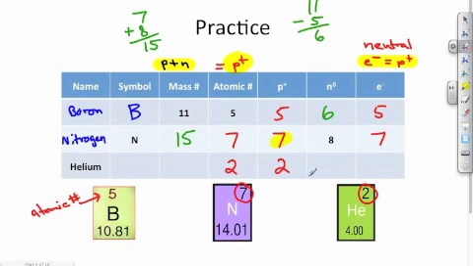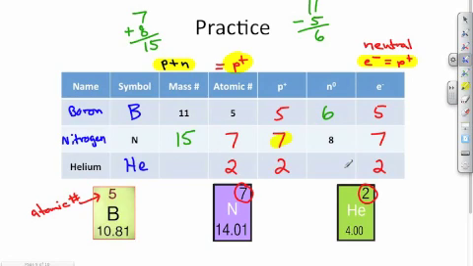I also can assume that this is a neutral atom of helium. So if it's neutral, that means that for every proton that I have, I have that many electrons. So if I have 2 protons, that's 2 electrons. So that makes the atom neutral. The symbol, obviously, is He for helium. And so now that just simply leaves me with a mass number and number of neutrons to fill in.